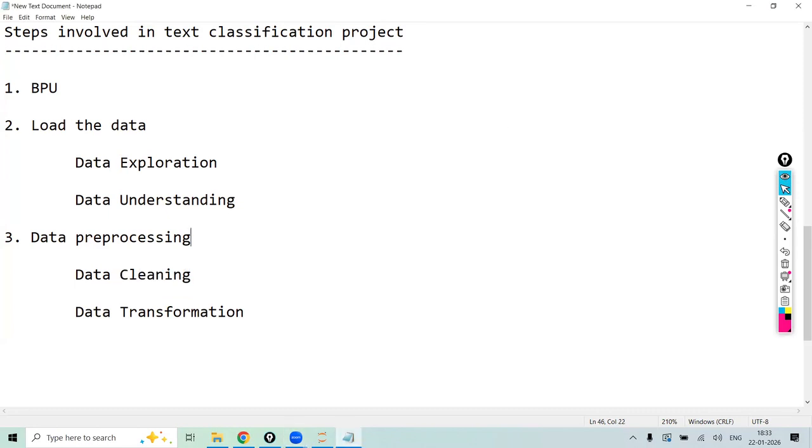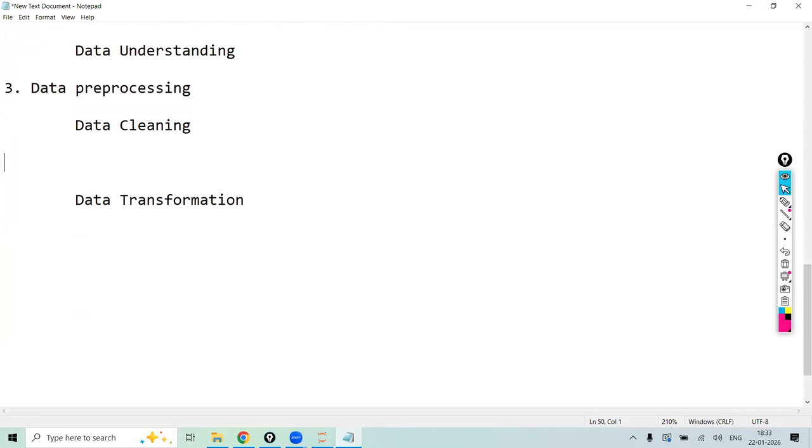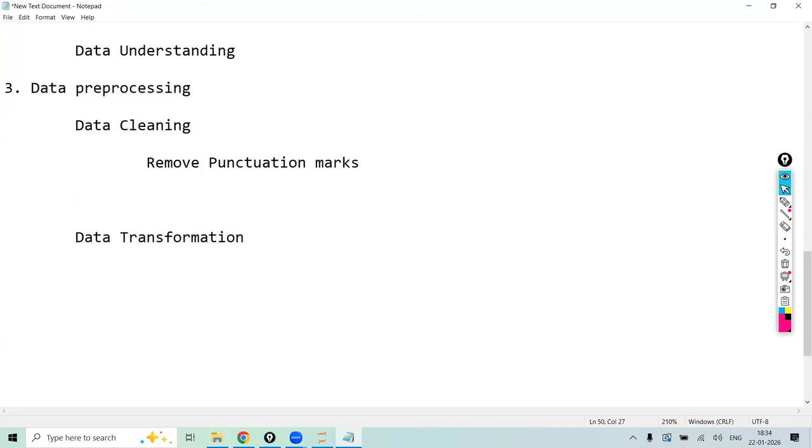Now here also we are going to do a similar kind of data cleaning and pre-processing, but it is not like treating missing values or outliers. The data cleaning here is called text cleaning. For structured data, we call it data cleaning; for text data, we call it text cleaning.